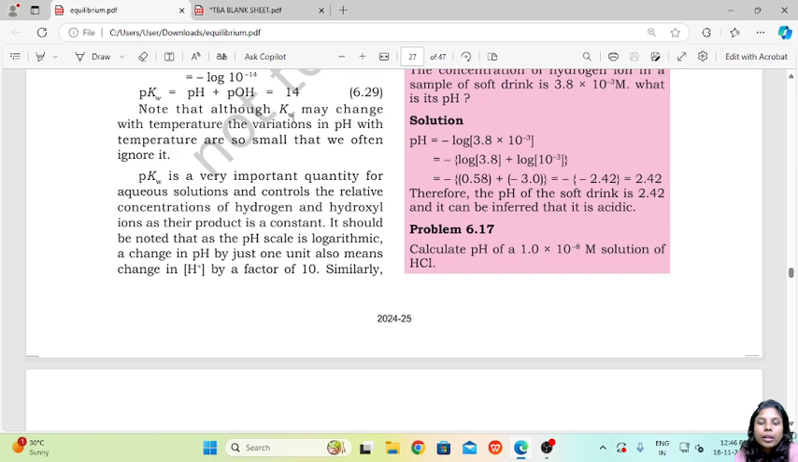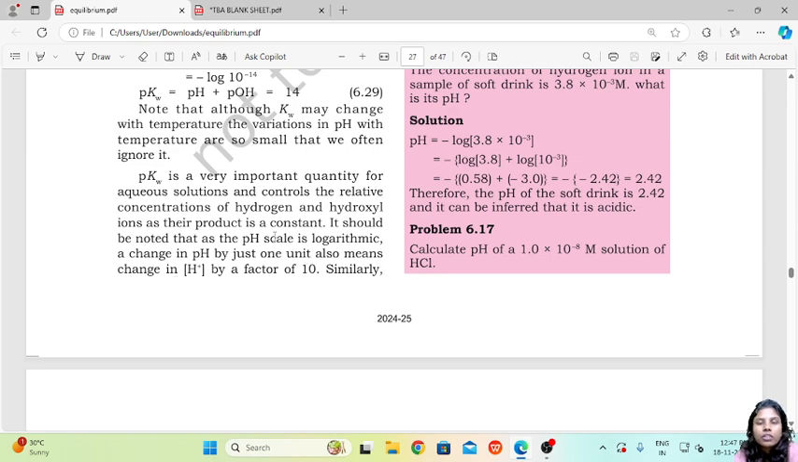Note that although Kw may change with temperature variations, the changes in pH with temperature are so small that we often ignore them. There might be a change in the pH due to temperature differences, but it is very small and we ignore it. pKw is a very important quantity for aqueous solutions, and it controls the relative concentration of hydrogen and hydroxyl ions as their product is a constant. It should be noted that as the pH scale is logarithmic, a change in pH of just 1 unit means a change in H plus by a factor of 10.